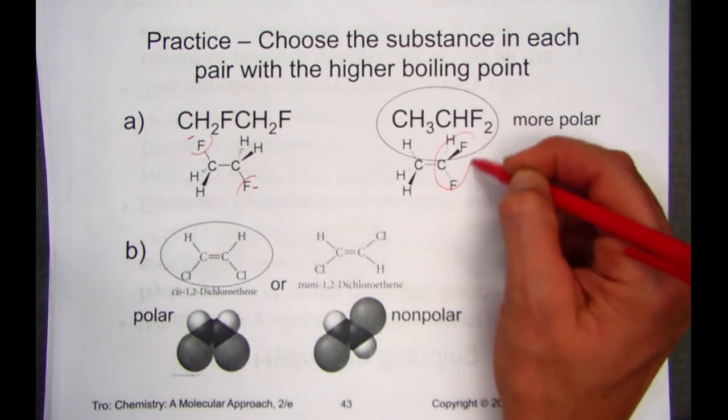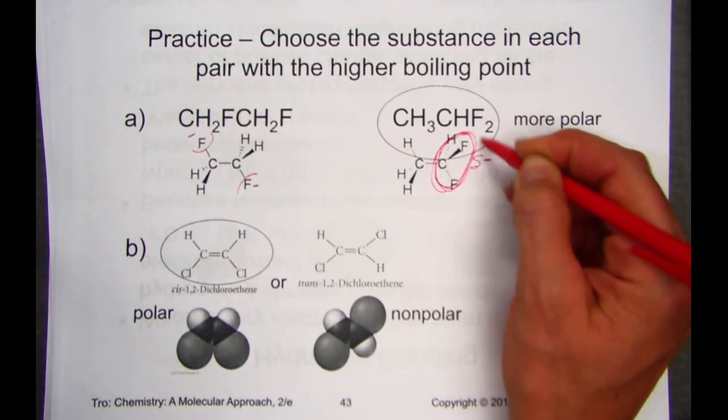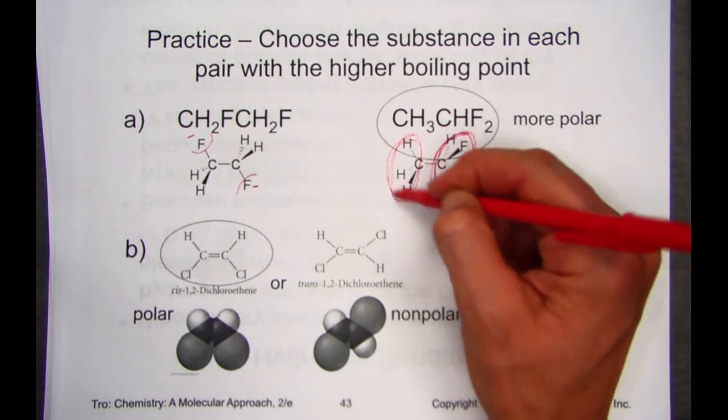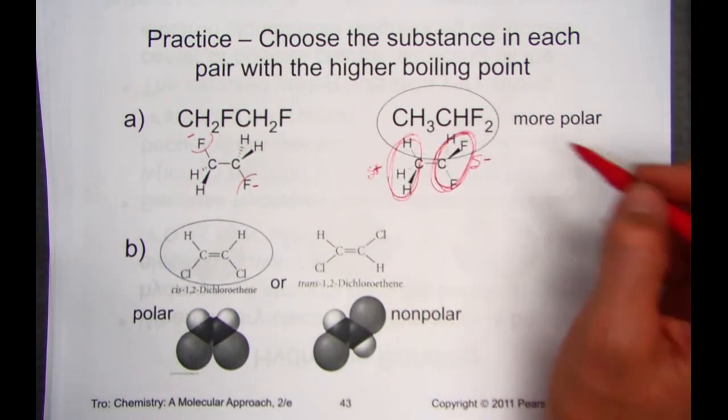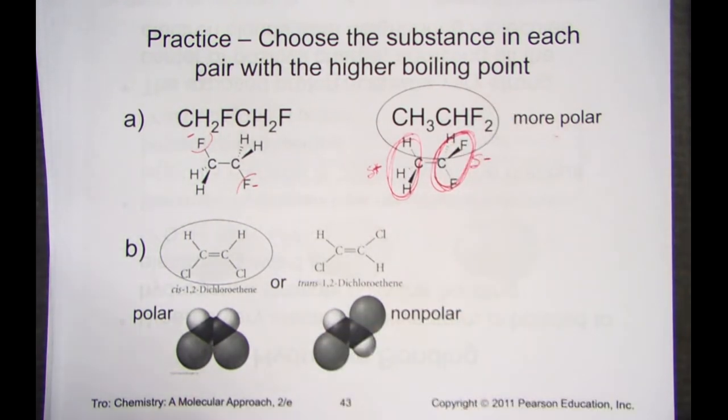But over on this side, I clearly see when the fluorines are on both sides, this region, the entire right side of this molecule will be negative. There's nothing unique over here, so it ends up being positive. This molecule is more polar, therefore will have a higher boiling point.